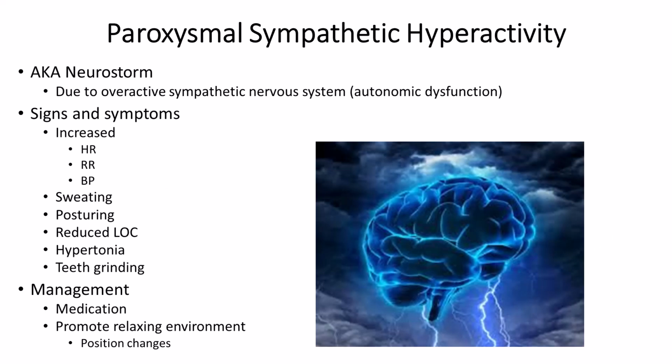As I've mentioned, another name for autonomic dysfunction in this patient population is paroxysmal sympathetic hyperactivity. This is also known as neurostorm, and neurostorm is due to an overactive sympathetic nervous system. Signs and symptoms of this problem include increased heart rate, respiratory rate, and blood pressure. The patient is going to be sweating. They have hyperthermia. They're hot and they're sweating because of it.